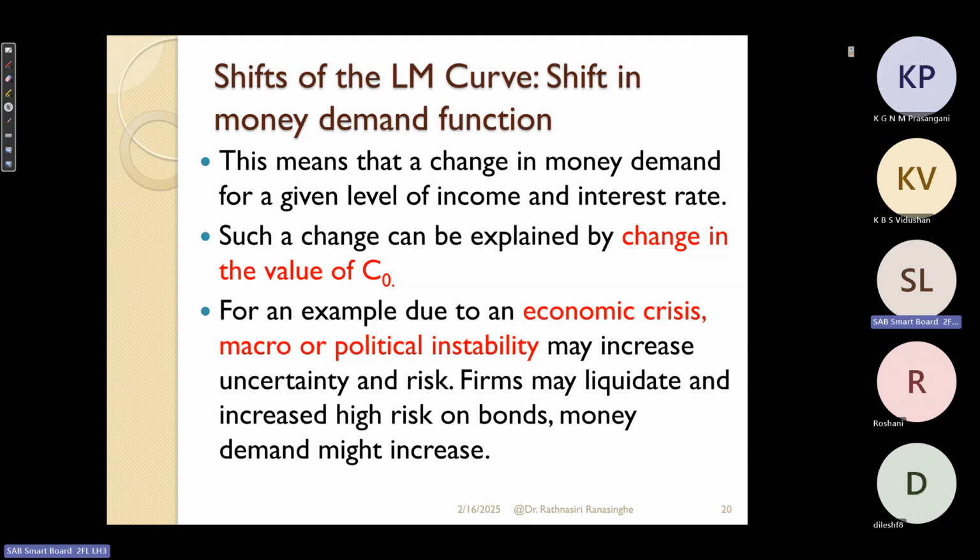So under such a situation, there is a high risk of investing in bonds. Money demand might increase. People do not invest money and keep it, because they fear to invest. So that is the autonomous part. If there is this kind of political instability, what happens? Autonomous money demand increases, and people keep money in their hands.